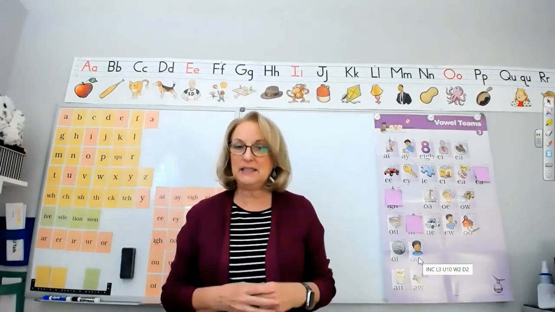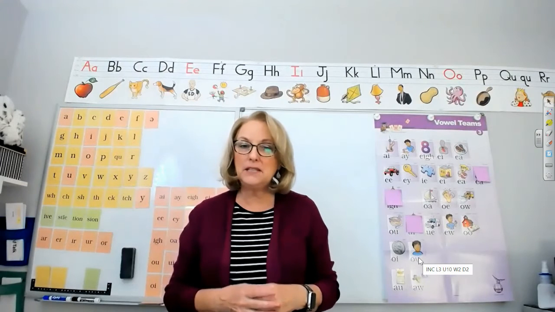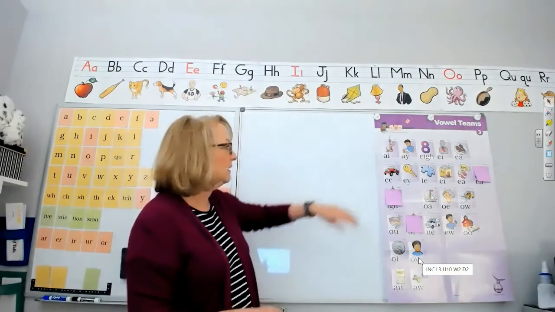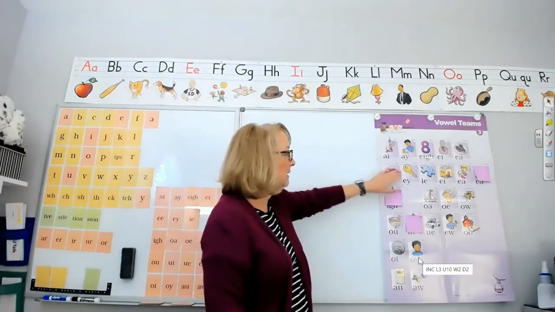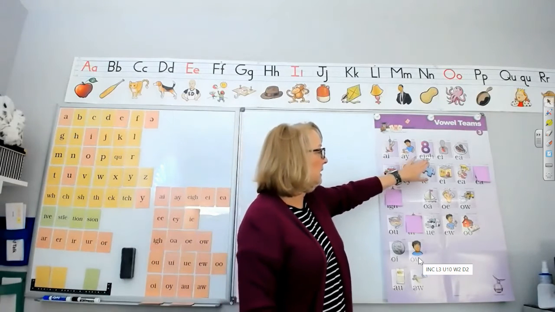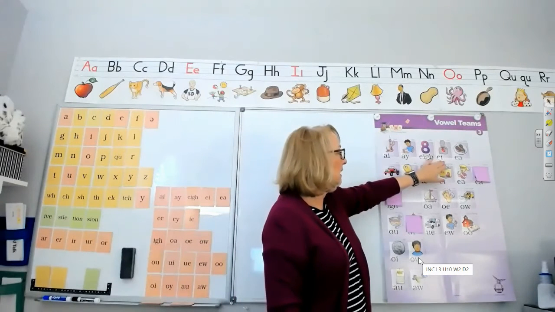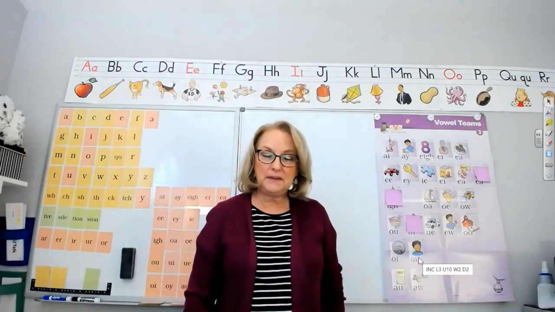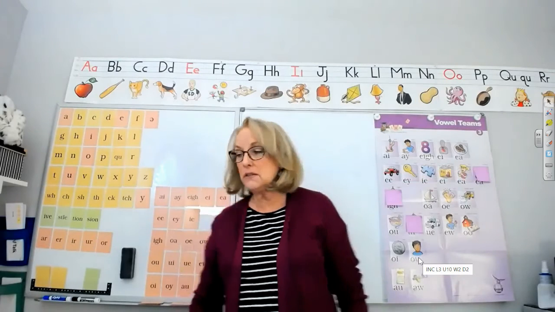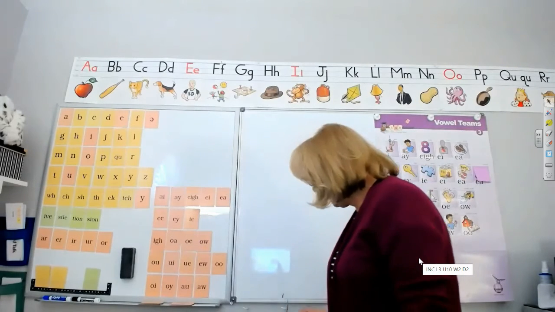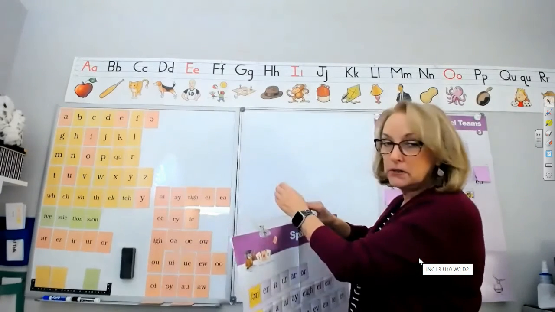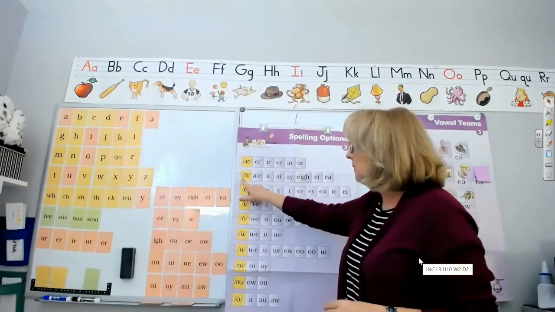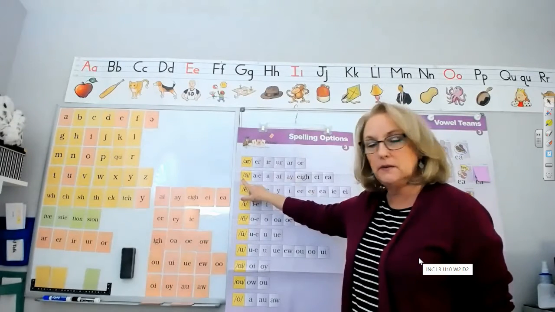Say A. What vowel teams say A? Let's look at our vowel teams poster. A-I, A-Y, E-I-G-H, E-I, and E-A all say A. Now, let's look at our spelling options poster, and let's build with our letter tiles, and I'll use my cards, all the ways we can spell the long A sound.